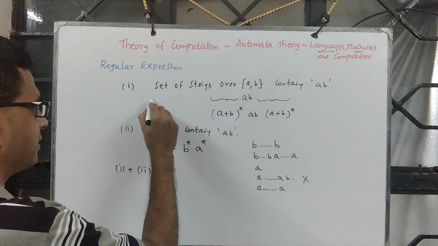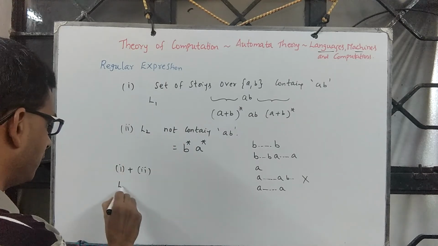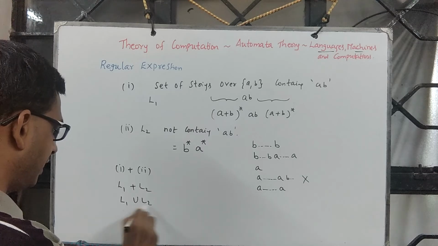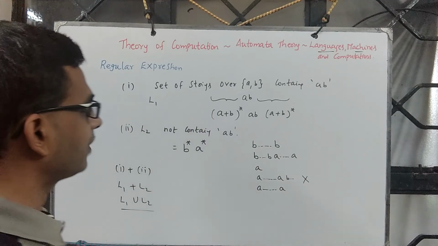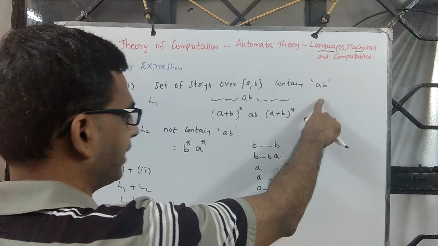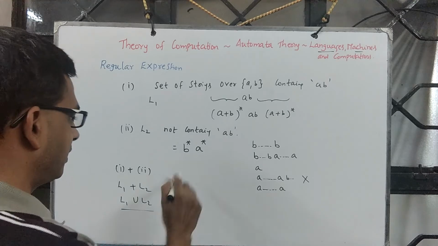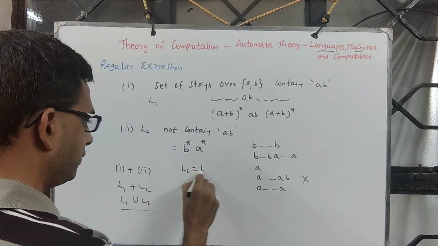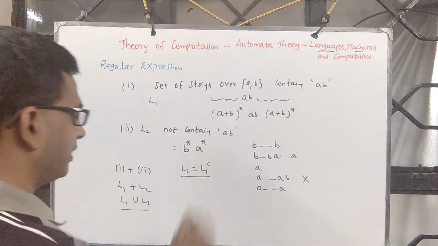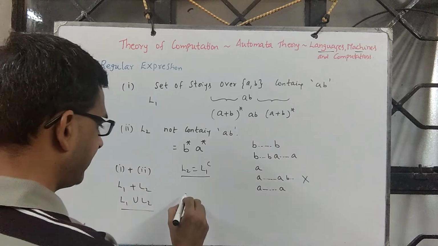Now if you look at 1 plus 2, this accepts a language L1, this accepts a language L2. What is L1 plus L2, or L1 union L2? One set says set of strings over {a, b} containing ab. Another one is complementary, correct? Which means L2 is precisely L1 complement. Now when you take the union, what do we get? We get the parent set.